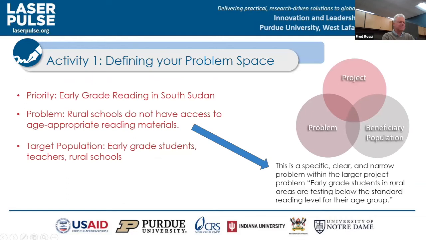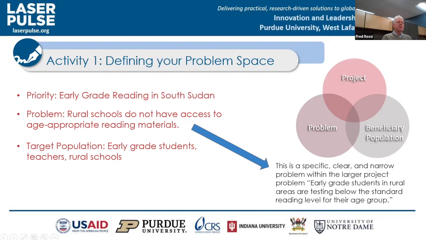Okay, next slide. All right, suppose that you work on early grade reading in South Sudan, and that is a priority for the country and USAID. It will have many identified problems and potential solution spaces. We need to be selective in our process. It is essential to choose a problem that is specific, clear, and not too large. So in this example that we're going through now, we have selected early grade reading in South Sudan as the priority.